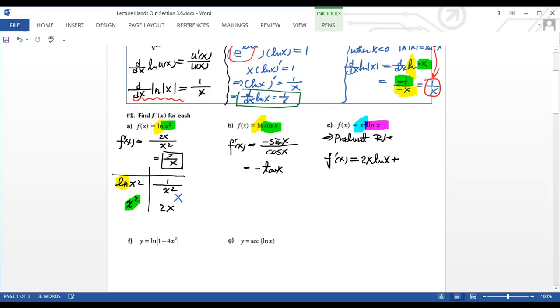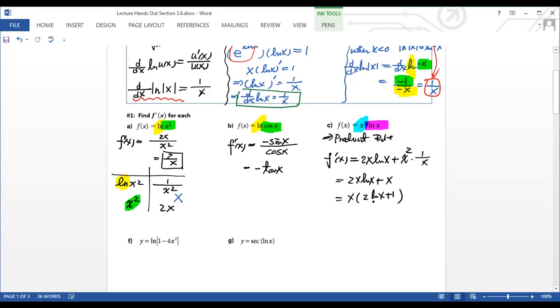And then plus you hold the first one still, x squared. Then take the derivative of the natural log x. So what is that? It's 1 over x, right? So if you want to simplify, this is 2x natural log x plus x, right? Now you can factor the x out a little bit. So it's x times 2 natural log x plus 1. Hey, it's pretty cool, right?